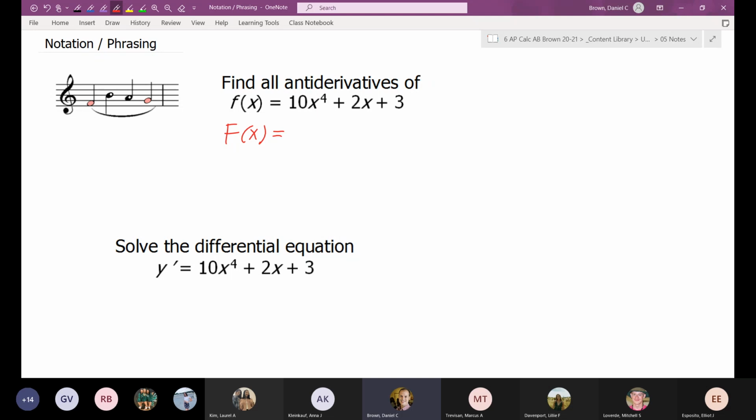So if I want to find the antiderivative of this, the first term is 10x to the 4th. You want to ask yourself, the derivative of something is 10x to the 4th. So the antiderivative of 10x to the 4th would be whatever that thing is you thought of. The derivative of what would have given you 10x to the 4th? If you're thinking of it backwards.